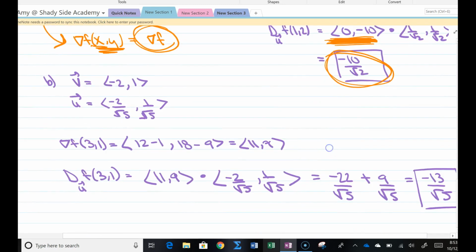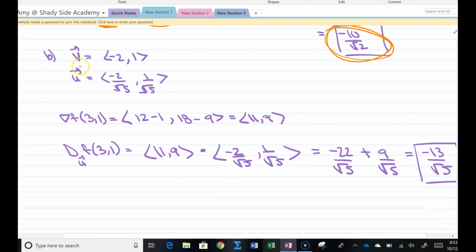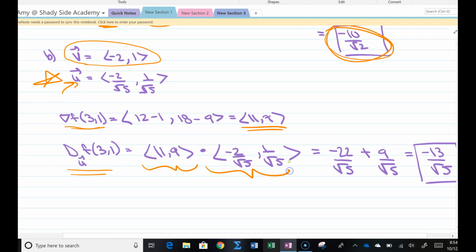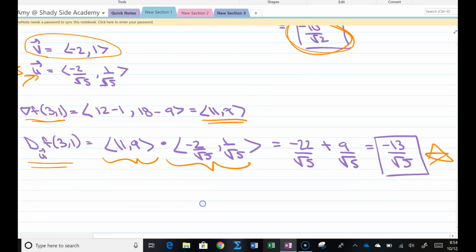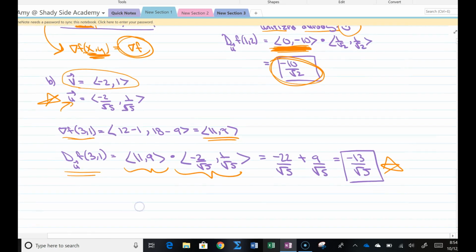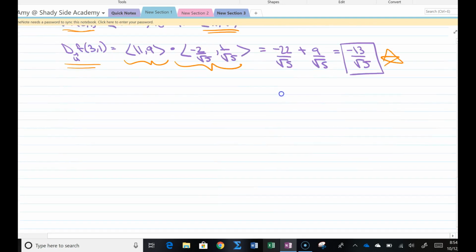Part B, notice what I did here. This is the vector that refers to the direction in which you are heading from that point 3, 1. Notice here you do have to unitize it. Here is del F evaluated at 3, 1. The directional derivative in the direction of vector u is going to be this dot product, and here it is, your initial rate of elevational change. All right, let's continue with our part 2.